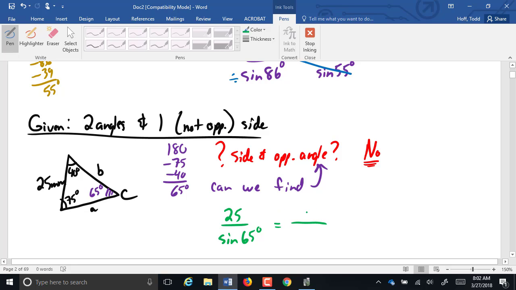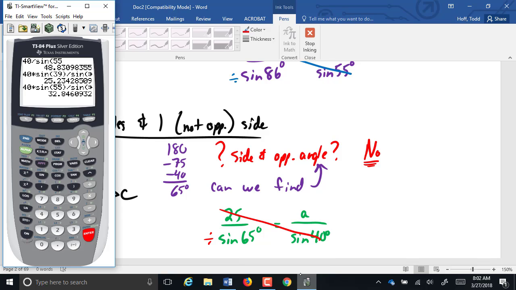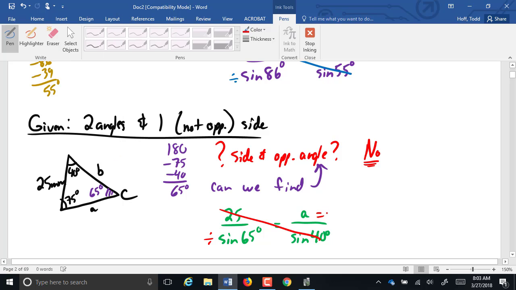Let's say we want to find side A first. What goes below it? Sine of what angle? 40 is the opposite angle. And we cross multiply and divide. 25 times sine of 40 divided by sine of 65. Again, be careful to close your parentheses if you need to. We get 17.73.